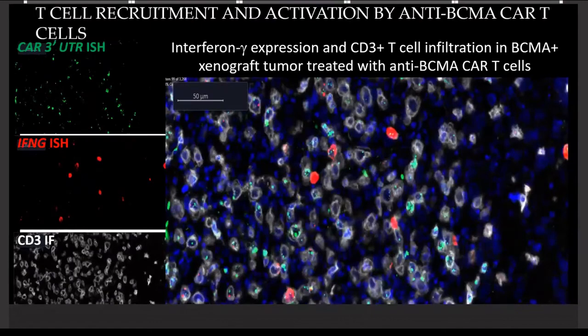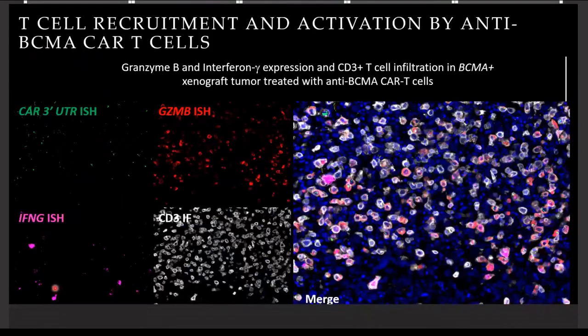Again, the same image now in the presence of interferon gamma with CAR T cells, which shows you which of these CAR T cells are active, and CD3 marks all T cells. Using our 4-plex assay now, here we are visualizing all of these 4 targets together, giving you a complete picture of how this tumor has the presence of its endogenous T cells, the CAR T cells, and which of these CAR T cells are actually engaging in presence of this antigen.